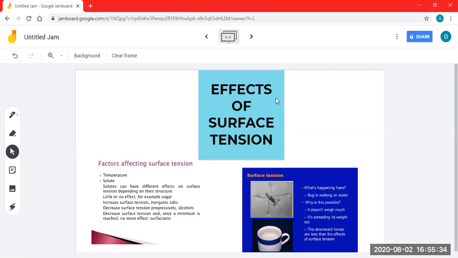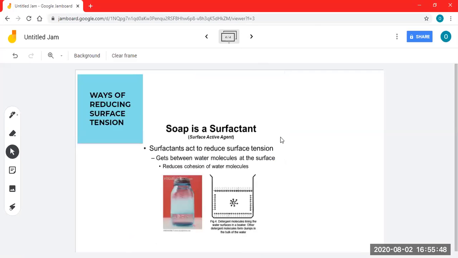Then I would like you to also give me more surfactants that we can add to reduce surface tension.